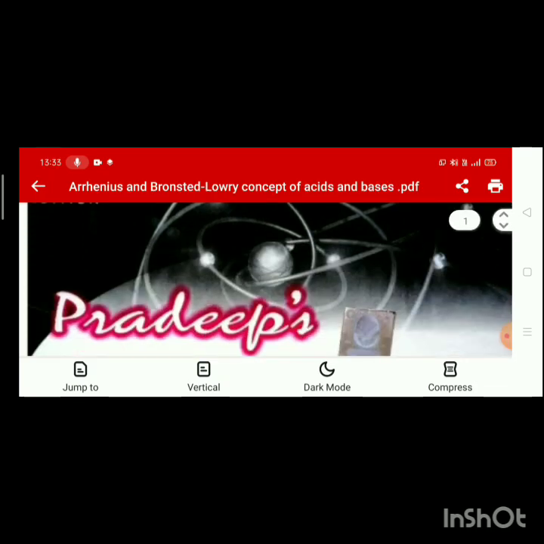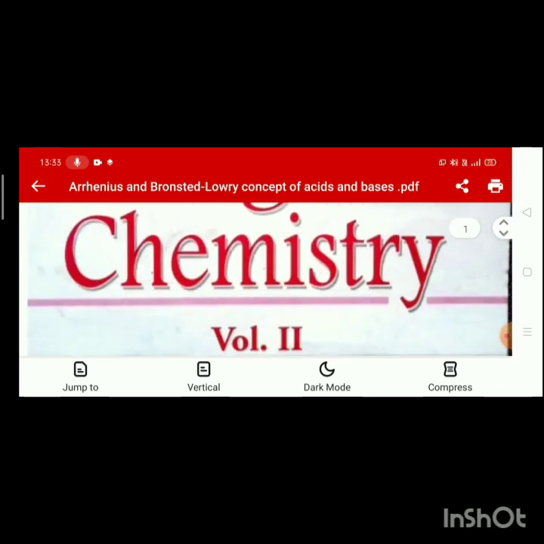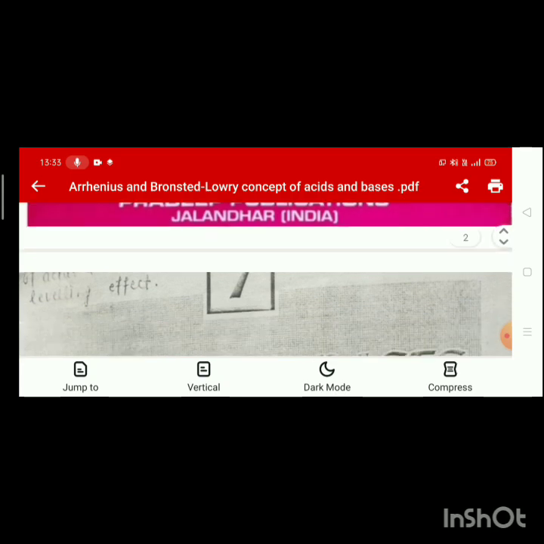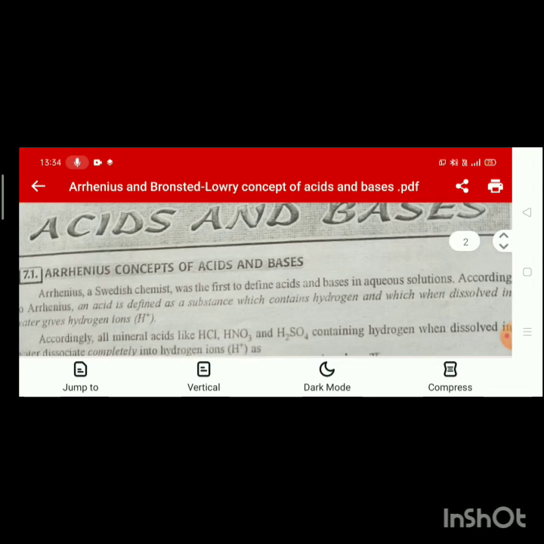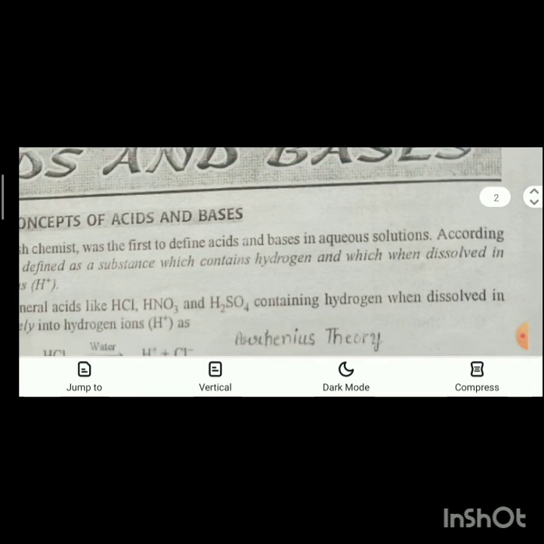Today our topic is from Pradeep's Inorganic Chemistry book by Dr. K. Bhasin. Our topic is acids and bases: the Arrhenius concept of acid and base. Arrhenius, a Swedish chemist, was the first to define acids and bases in aqueous solutions.